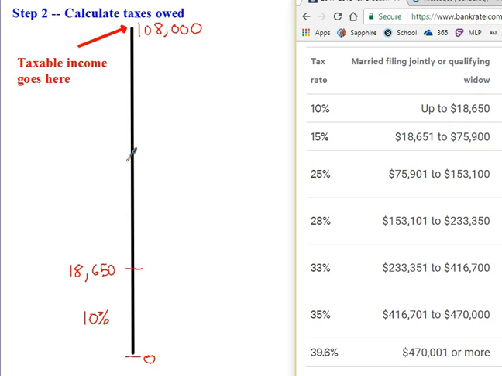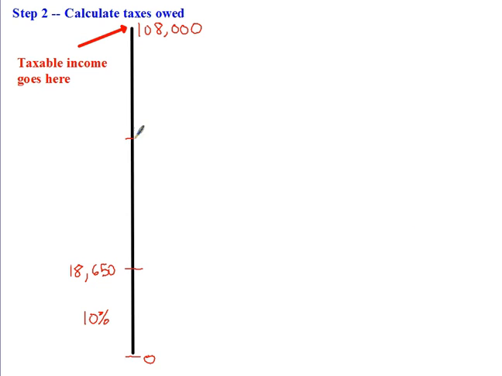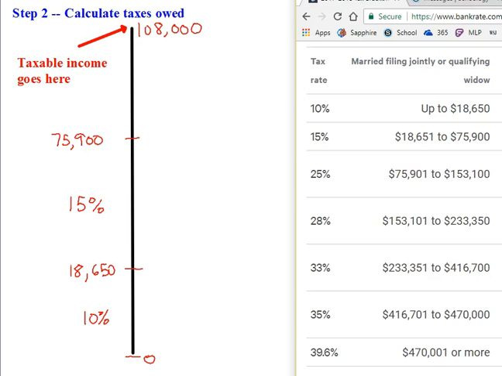So up to $75,900. So we'll put that here, $75,900. And that money in there is going to get taxed at 15%. Now, let's go back to these brackets one more time. Are we done paying taxes for this guy? No, because he made $108,000 or has $108,000 of taxable income.